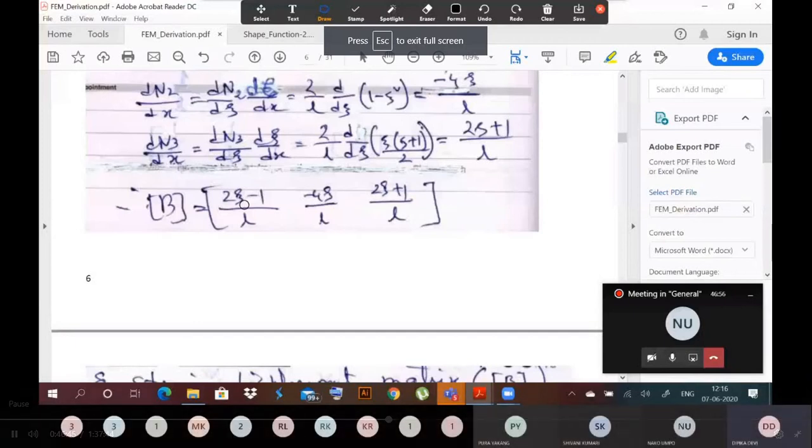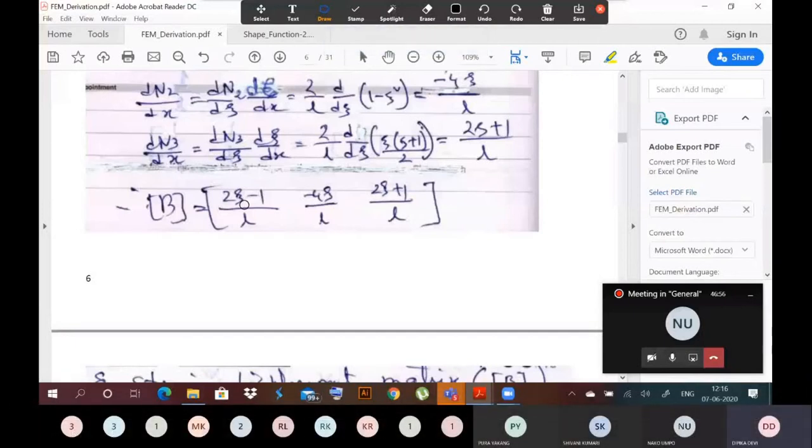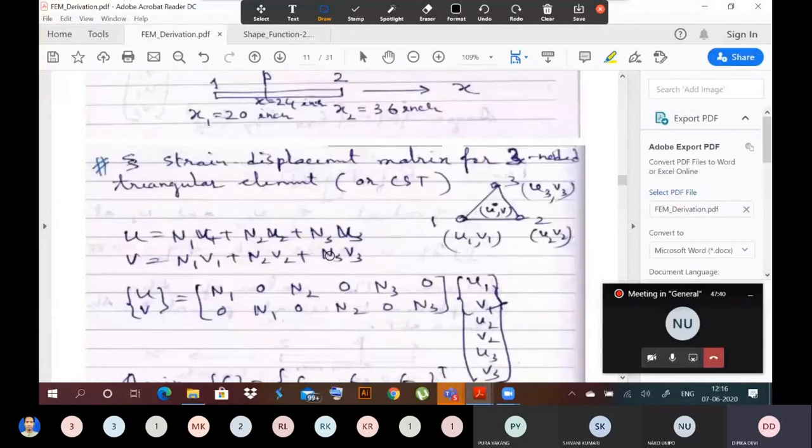So next, let us discuss the strain displacement matrix for a three-noded triangular element, or CST. CST means constant strain triangle. I already told you why it is called a constant strain triangle. It has three nodes, so displacement at any point will vary linearly, and therefore strain will be constant throughout the element. Therefore it is called a constant strain triangle.